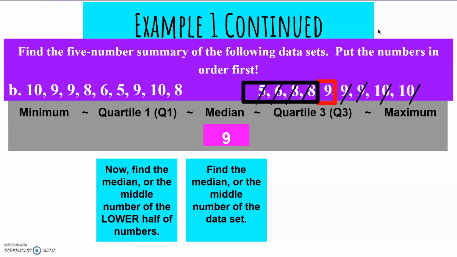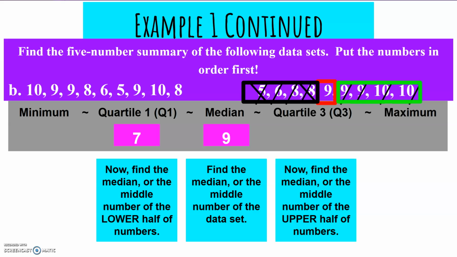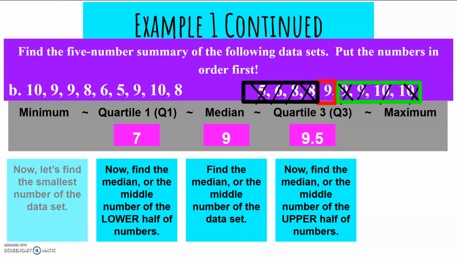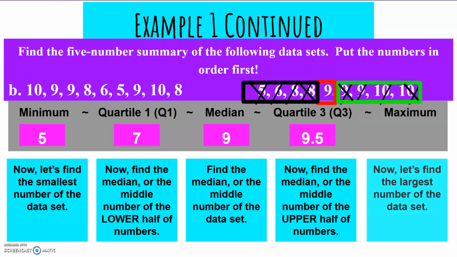So, find the median of the lower half of numbers. And again, we have 2 medians there. We need to find the mean of them. 6 plus 8 is 14, divided by 2 is 7. Our median there is 7 for quartile 1. Our quartile 3, same thing, not taking the regular median of the set of numbers, but finding the median of the upper half. And we end up with 2 numbers. 9 plus 10 is 19, divided by 2 is 9.5. Then all we need is the minimum and maximum, and we know how to find those. The minimum is the smallest number in the data set, which is 5, and the maximum is the largest number in the data set, which is 10.